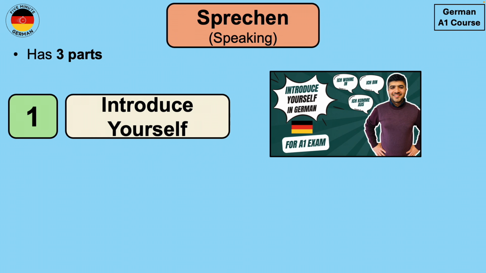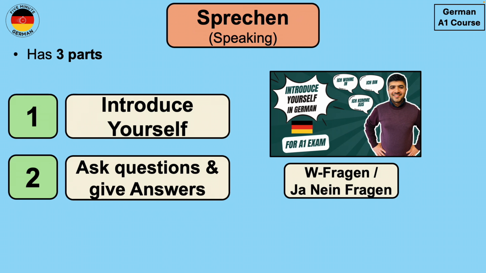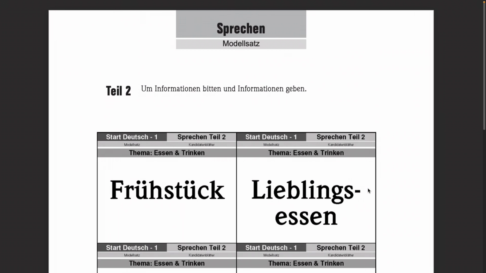Then the second part of the speaking exam is to ask questions and give answers. So you will use W-Fragen or Ja-Nein-Fragen to make questions. And if somebody else asks you a question, then you also have to give an answer. Now on what topics will you ask these questions?